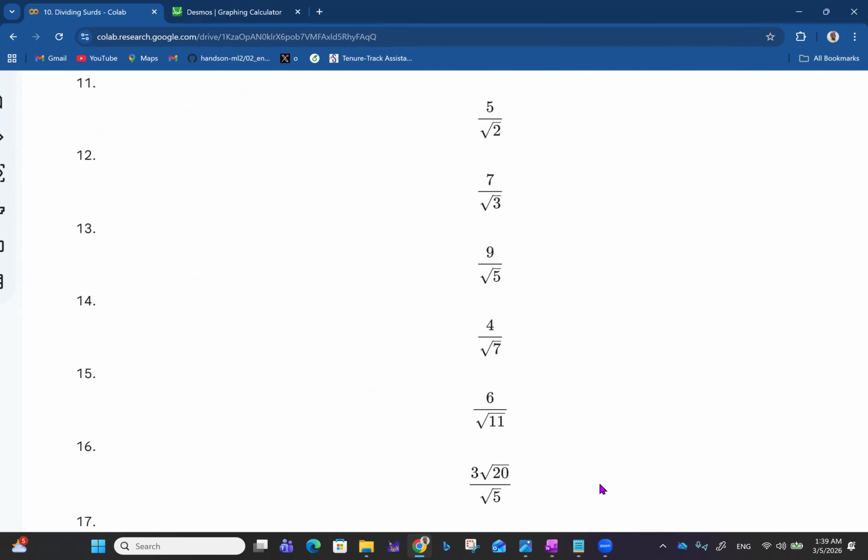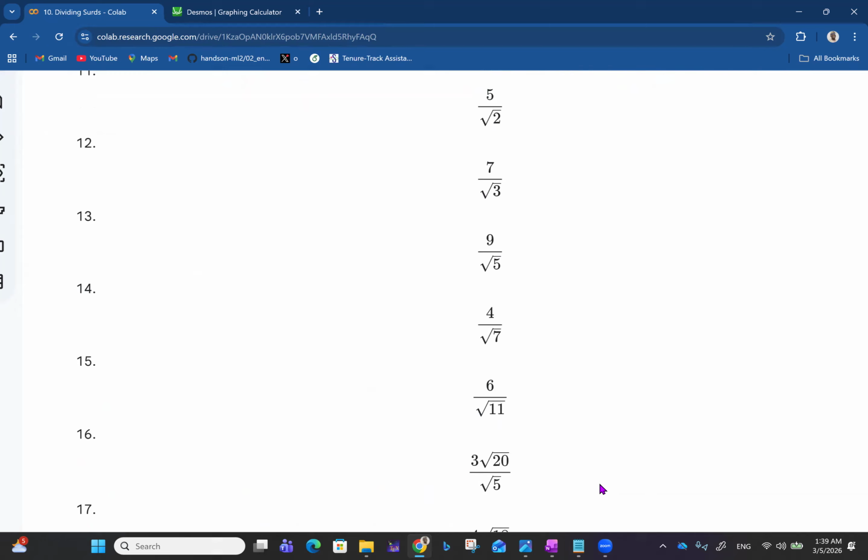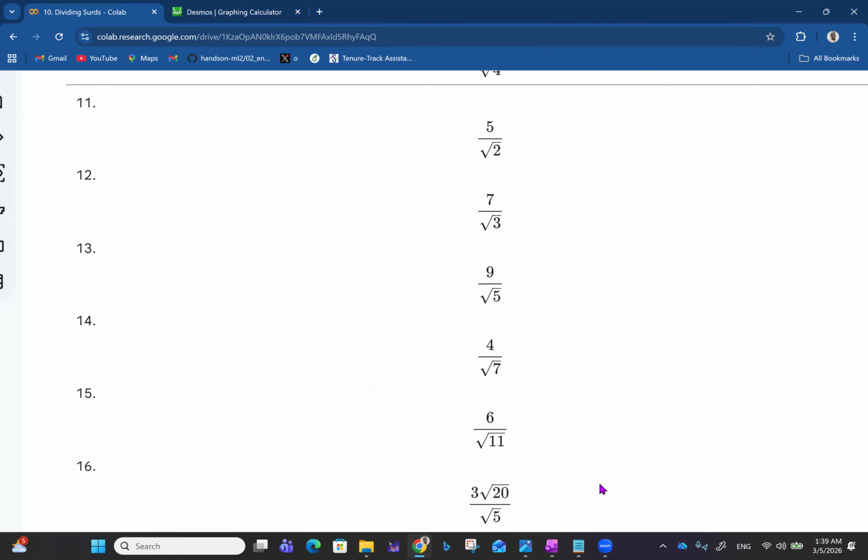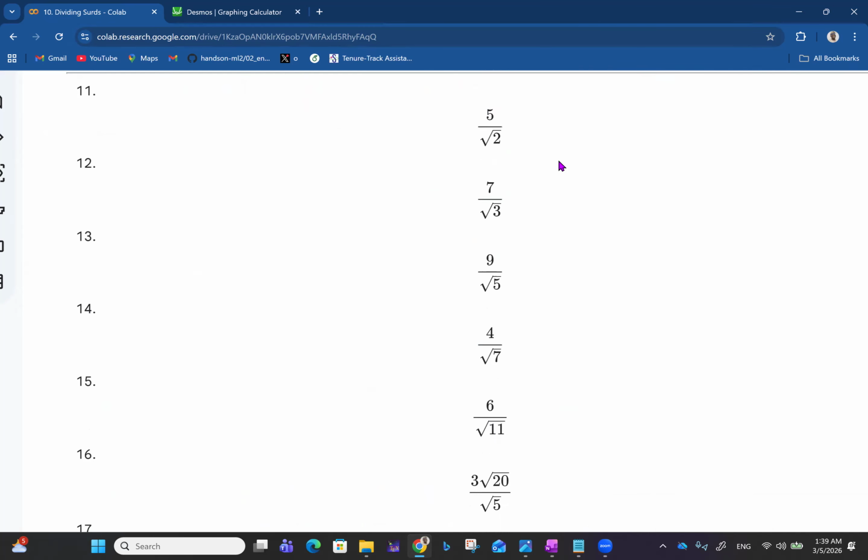I think we've got to that point where we may need to put pen to paper. Okay, maybe I should just continue what I was doing. 5 over root 2, of course, will be 5 root 2 over 2. 7 over root 3, 7 root 3 over 3. 9 over root 5 is 9 root 5 over 5. 4 over root 7 is 4 root 7 over 7. 6 over root 11 is 6 root 11 over 11.